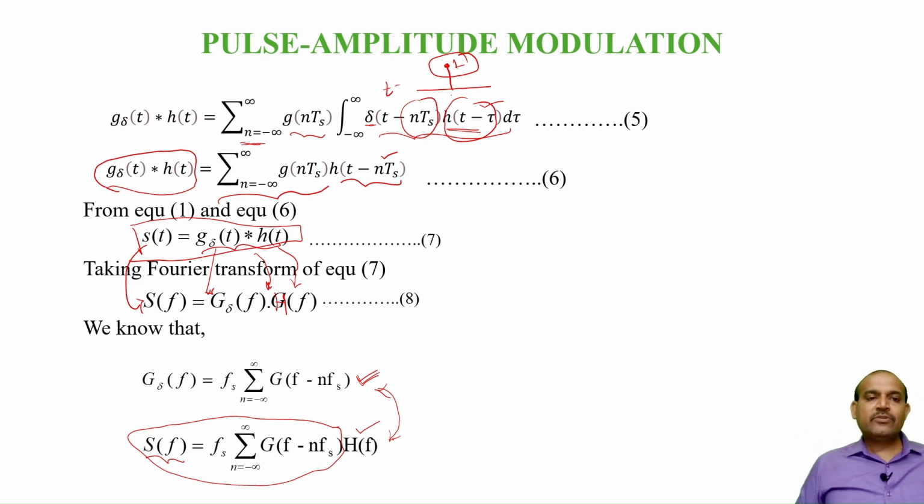So if I ask you to explain what pulse amplitude modulation is, you can define it, draw the diagram, that is the waveform of it, and also derive it mathematically.